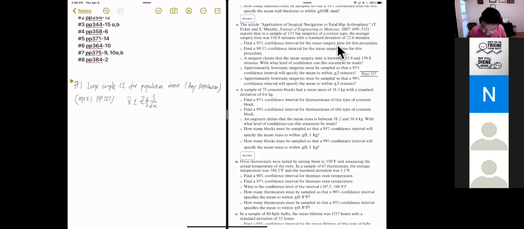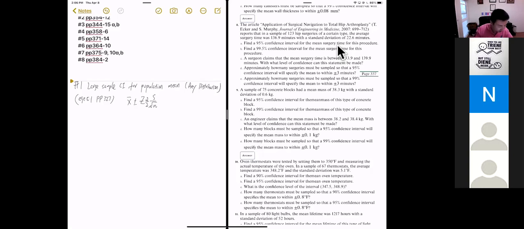Look at part A. Let's read the question first. One article, application of surgical navigation of total hip arthroplasty, by authors in that journal, reports that in a sample of 123 hip surgeries of a certain type, the average surgical time is 136.9 minutes, standard deviation 22.6 minutes. So A asks for a 95% CI for the mean time.